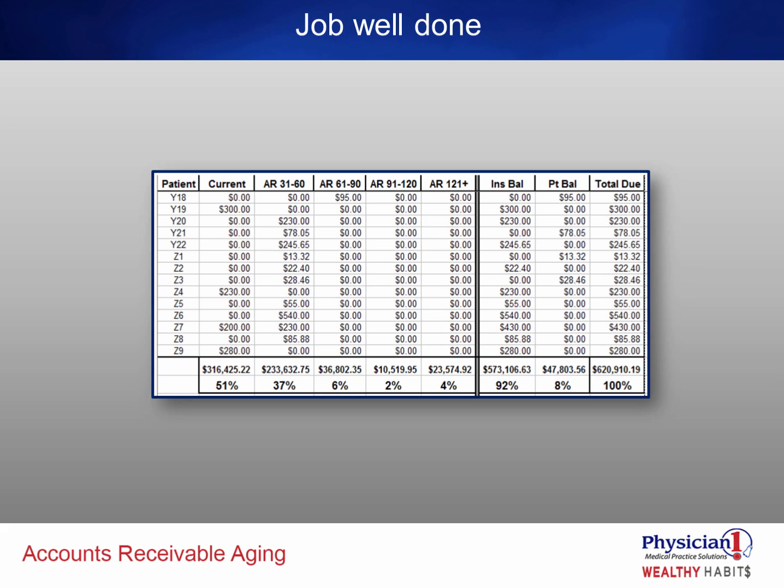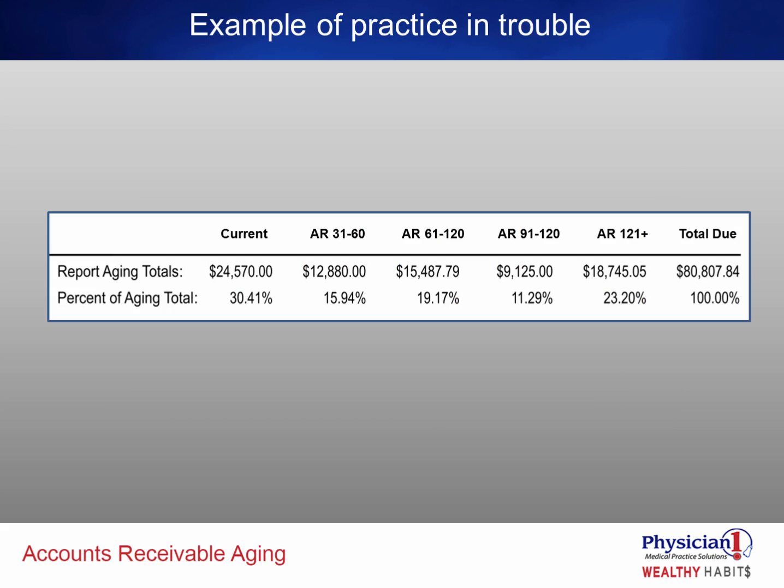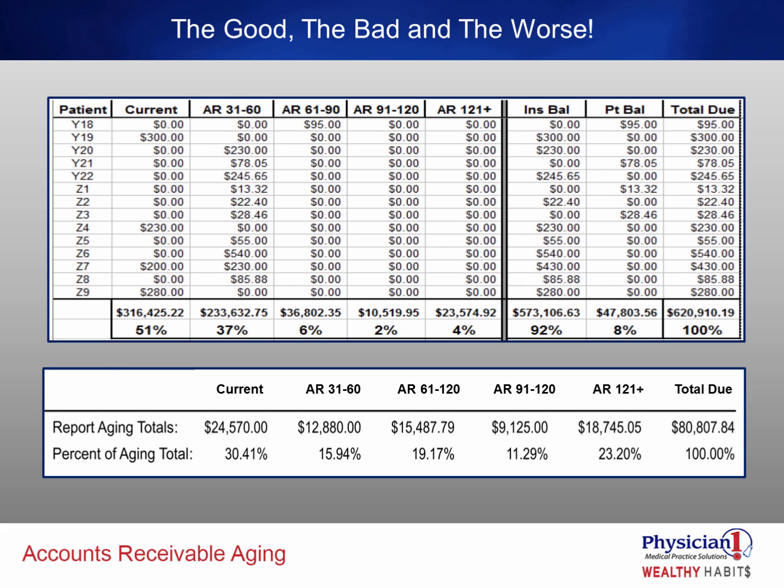Now, this AR looks pretty good because this is a Wealthy Habits AR. But what if your AR looks like this? You can see that the percentages are increasing rather than decreasing. And look at this 120-day column. It's almost 25%. Yikes!